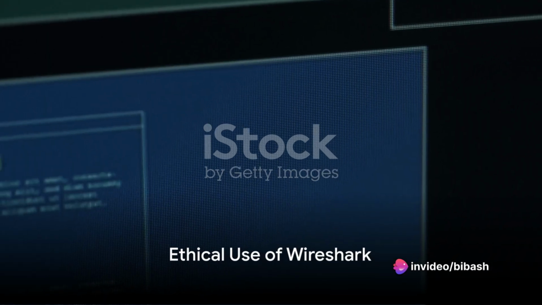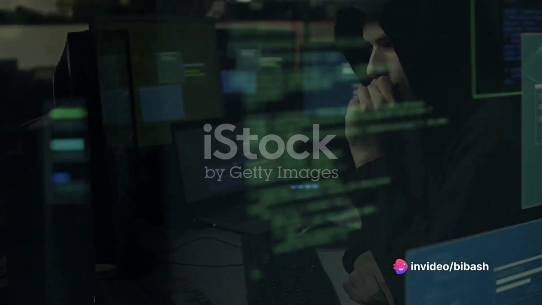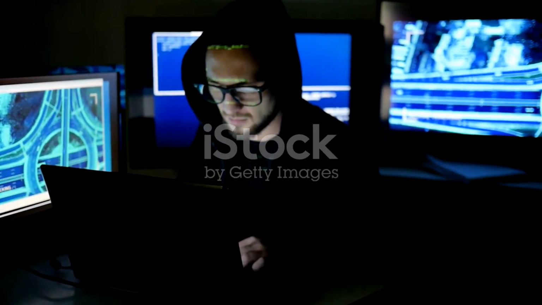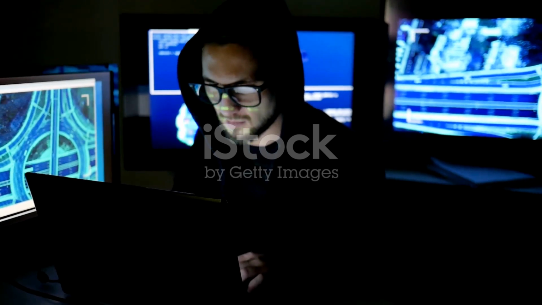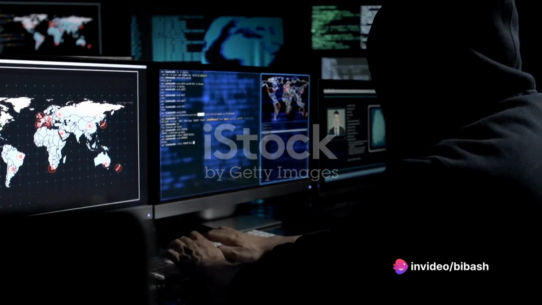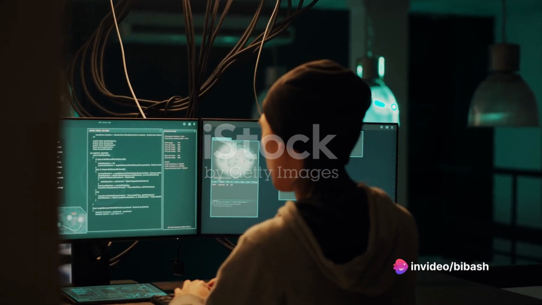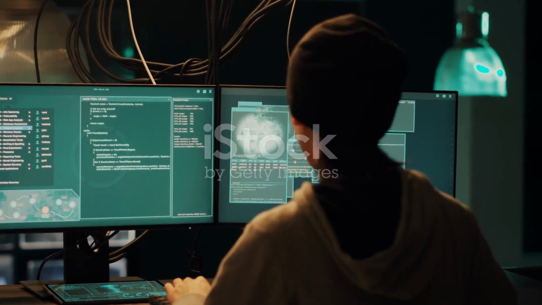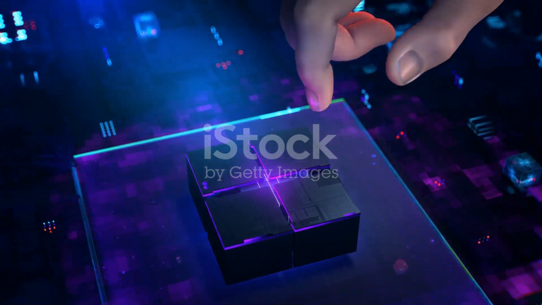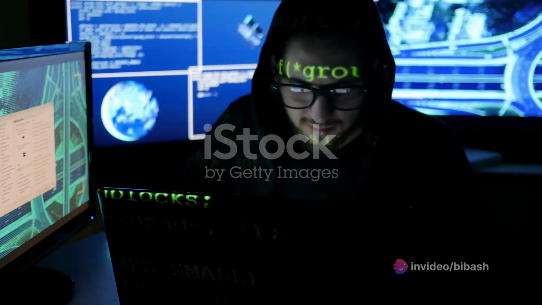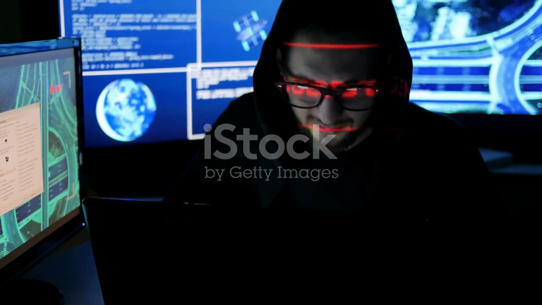Today, we'll focus on the ethical use of Wireshark. When we talk about hacking, it often conjures images of nefarious individuals stealing data and causing havoc. But there's another facet to hacking, one that's not only legal, but crucial to our digital security. It's called ethical hacking. Ethical hacking, also known as white hat hacking, involves using the same tools and techniques as malicious hackers, but with the aim of identifying vulnerabilities and fixing them before they can be exploited. Wireshark, with its powerful network analysis capabilities, is an essential tool in the ethical hacker's arsenal.